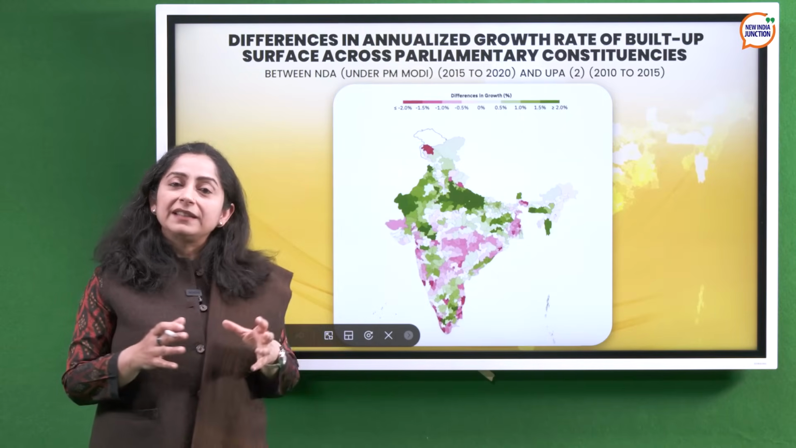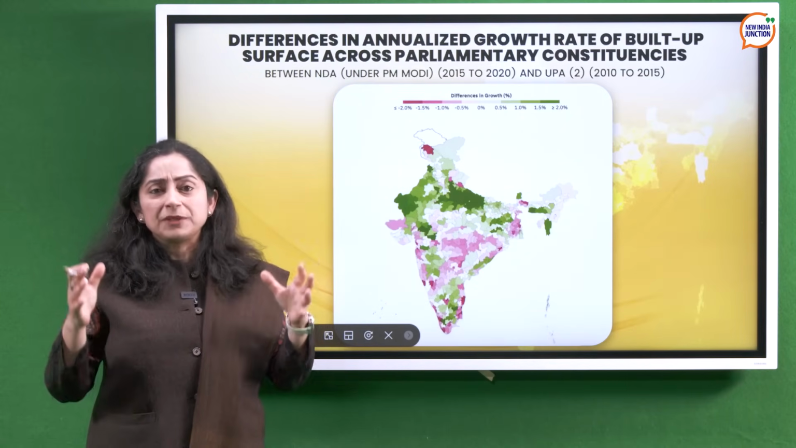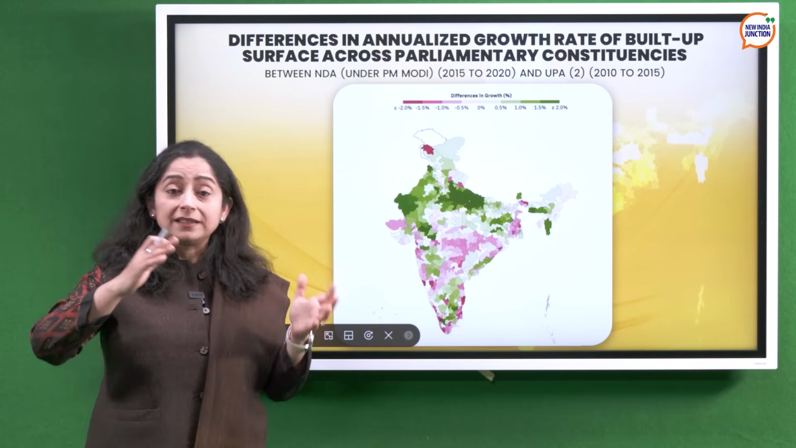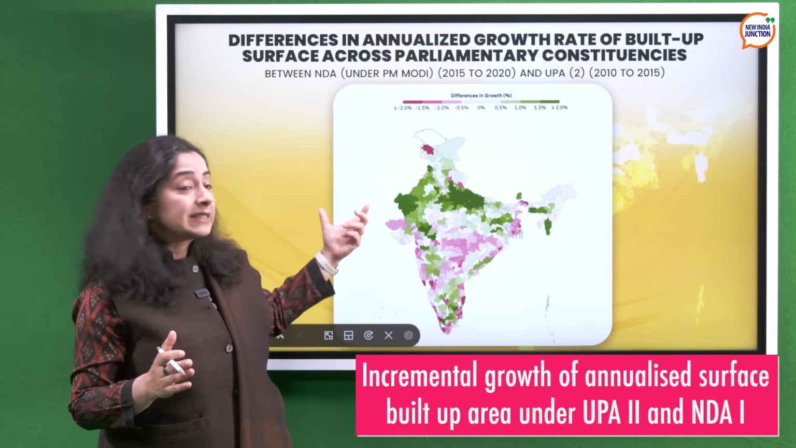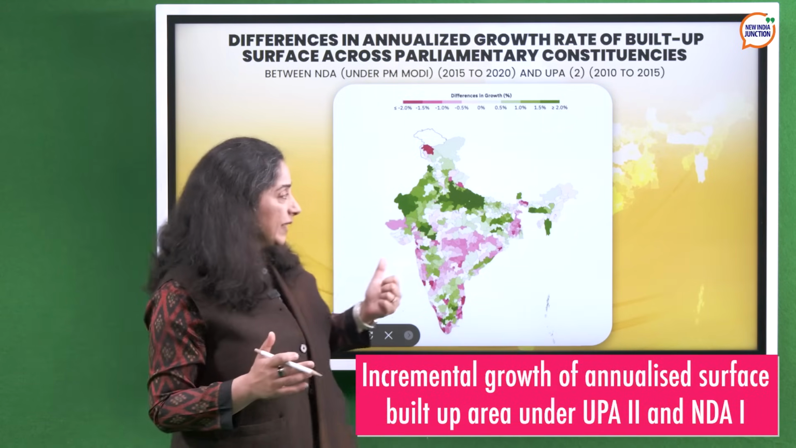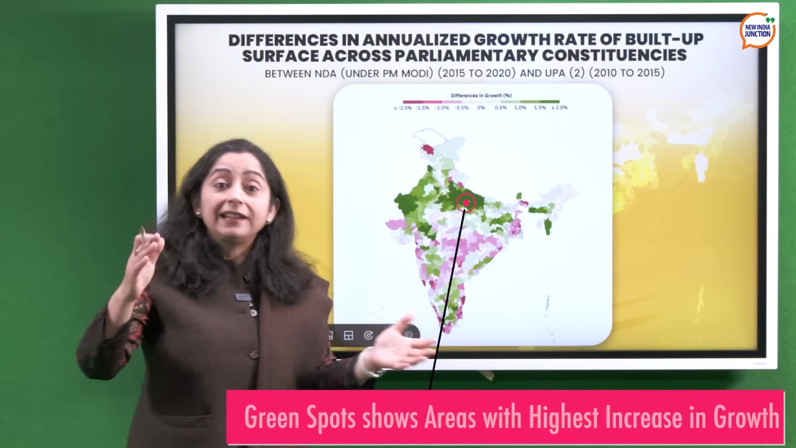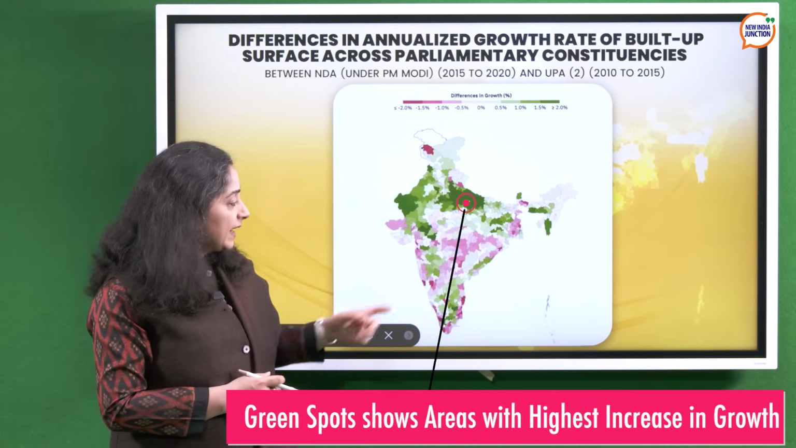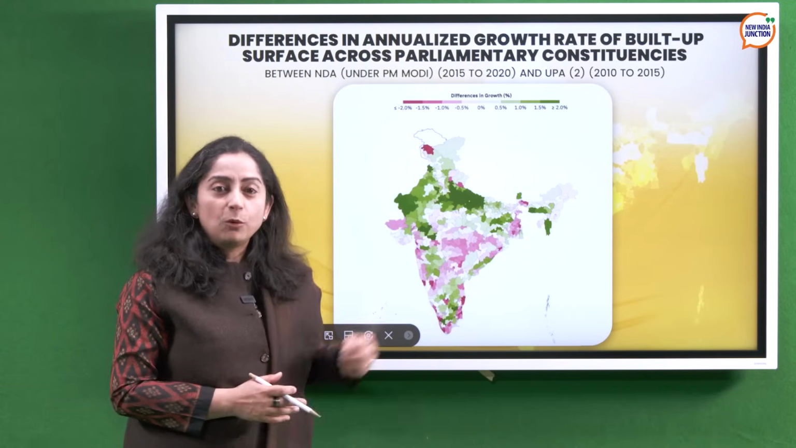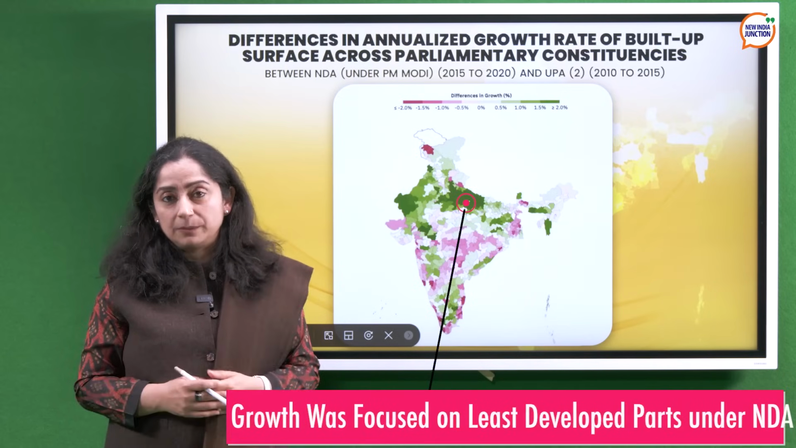This is really representing the same data, except it's in one map, and it tells you the difference in the growth rate from 10-15 and 15-20. The green spots are places which have had the highest increase in growth over time. Once again, you will see these are mostly focused in the least developed parts of the country.